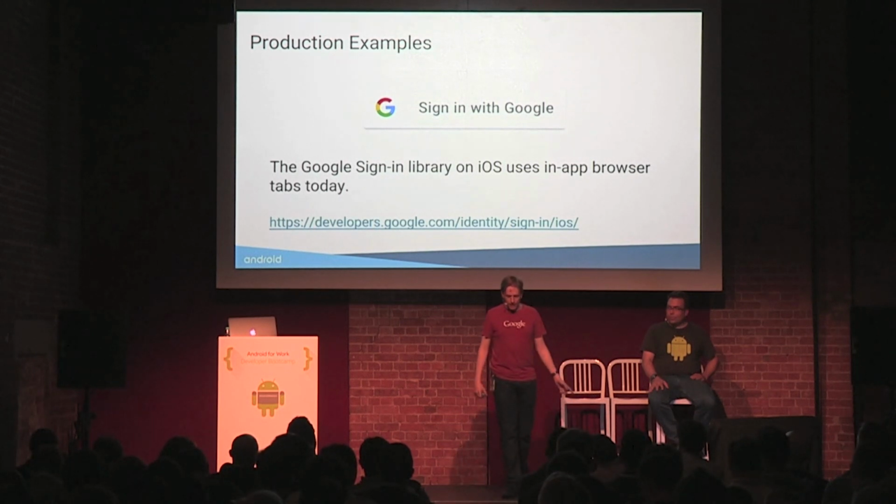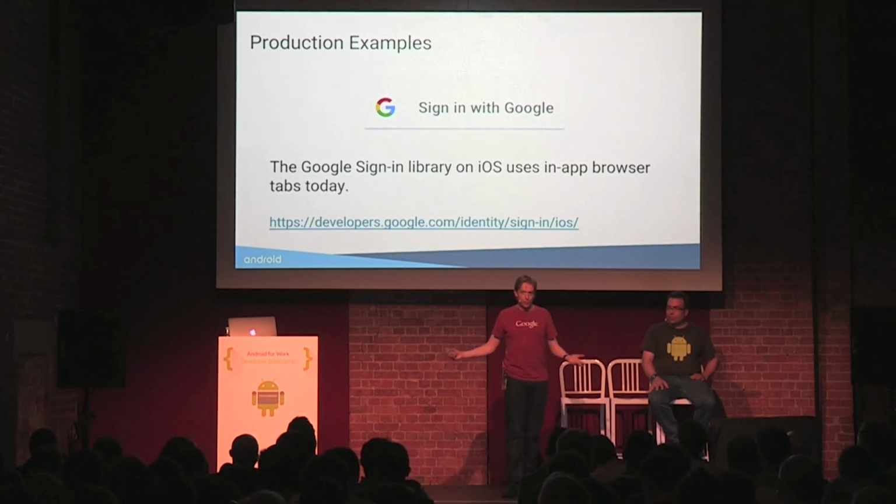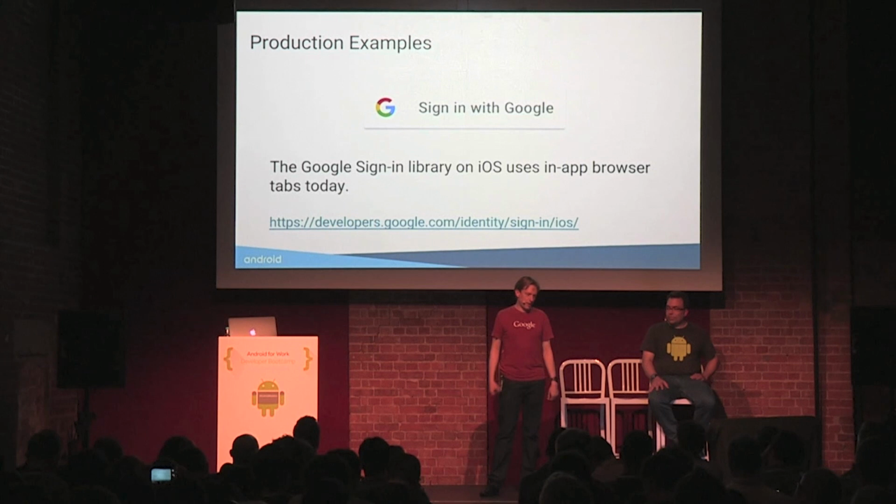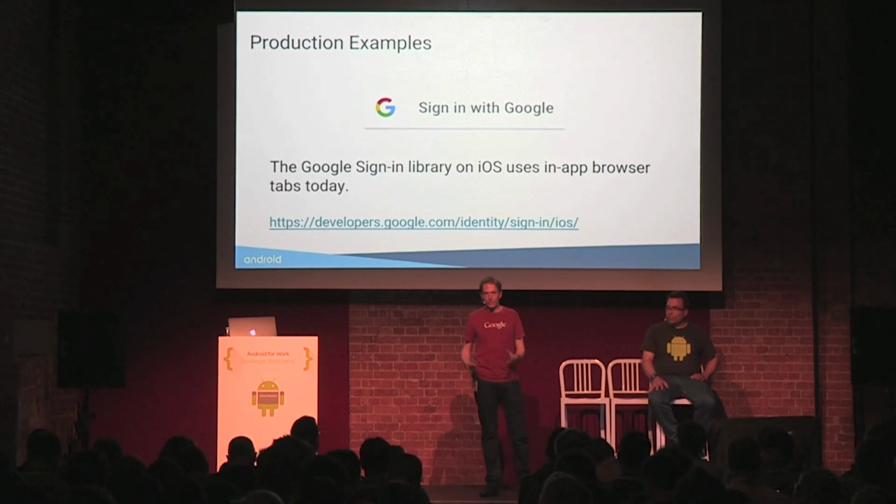And there is a production example. So Google on iOS is a third party, just like many of you are a third party on Android. And so we follow this best practice for our own sign-in API on iOS. And I think Facebook is doing something similar as well. So if you want to see some examples of this actually in production, there's a couple today.